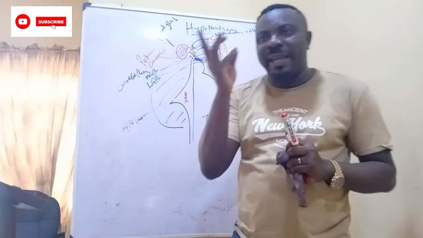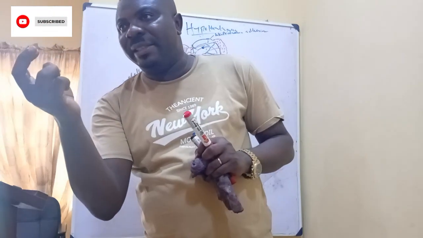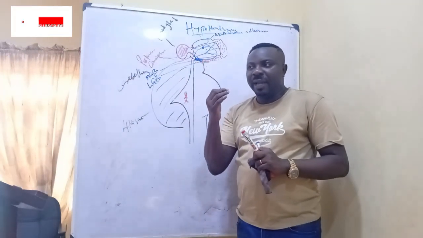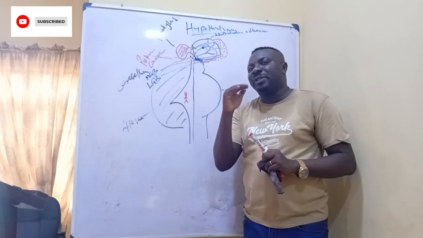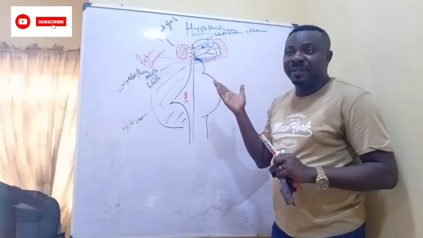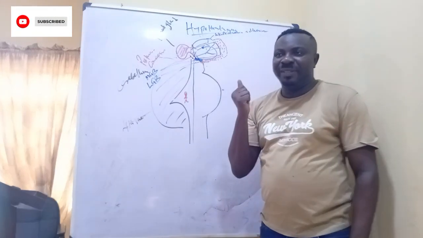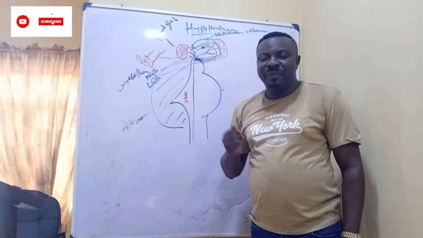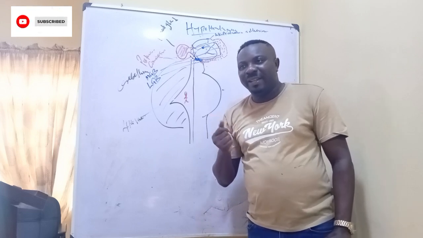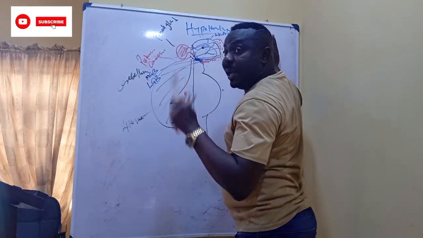It lies posterior to the optic chiasma, and also the lamina terminalis and the anterior commissure. And it is superior to what? The tuber cinereum and what we call the interpeduncular fossa. Alright. So let me draw another diagram now.